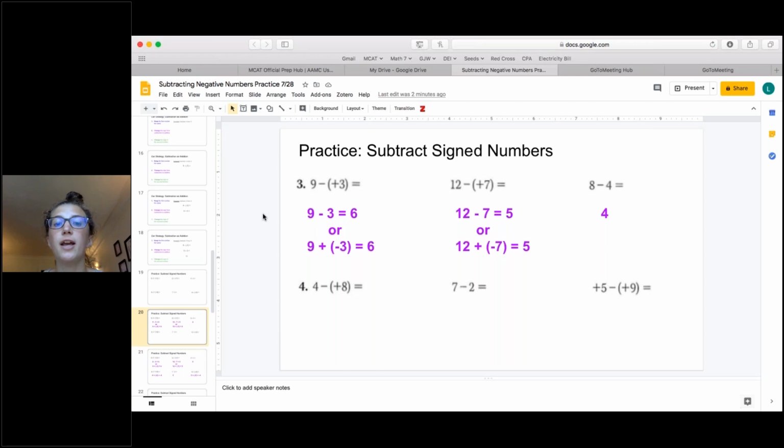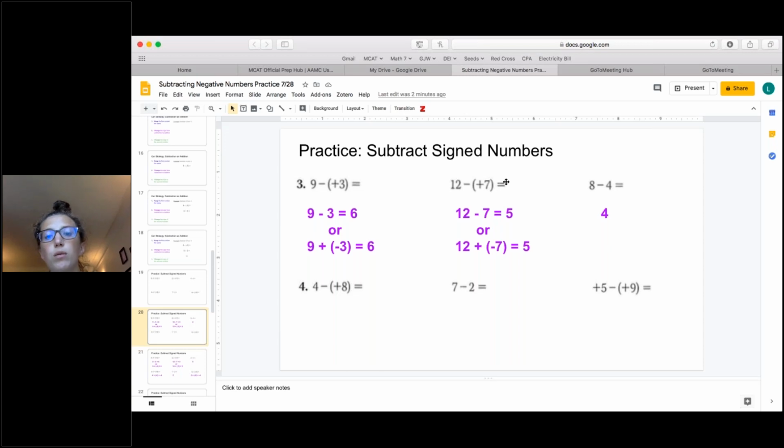Just because we now are learning how to keep change doesn't mean you have to do it every time, and that's what this problem is showing. But if I saw subtraction and I decided I don't like subtraction, I'm going to turn it into addition, you can do that. Keep change works for every single subtraction problem. That's what I did in the second line down here. I kept my 9 as positive, I changed the subtraction to addition, and I changed +3 to -3. I got 9 plus -3 equals 6.